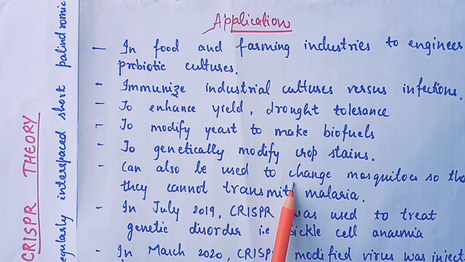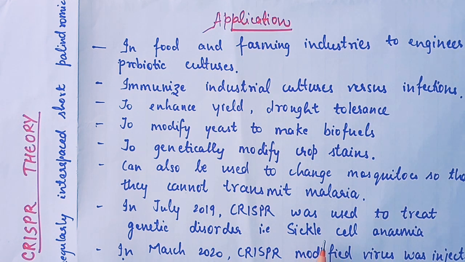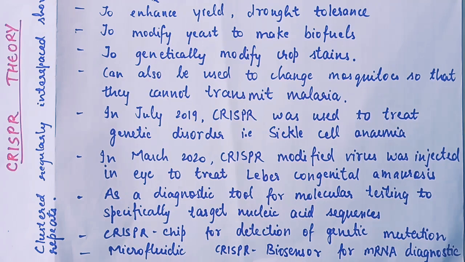This is still under consideration and has not been proved. In July 2019, CRISPR was used to treat the genetic disorder sickle cell anemia, and it was clear that the patient recovered. In March 2020 also, CRISPR was used to modify a virus, and it was injected in the eye in order to treat Leber congenital amaurosis.